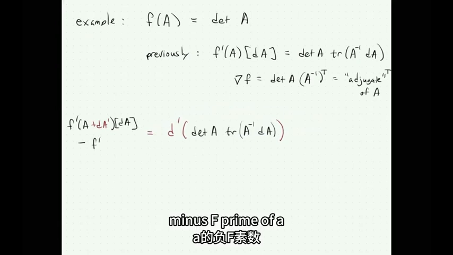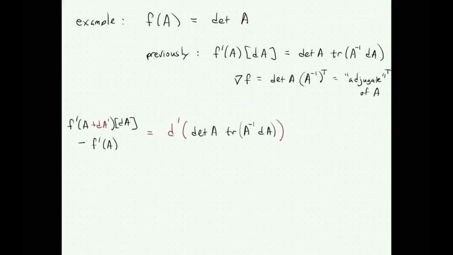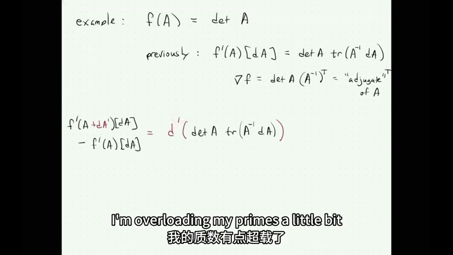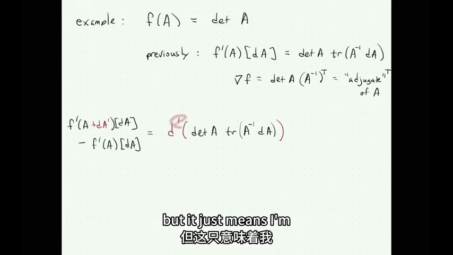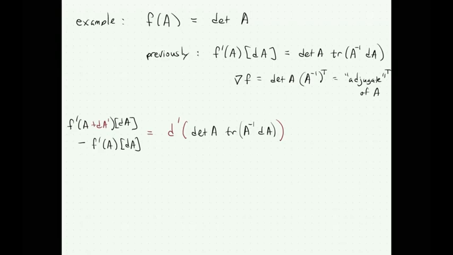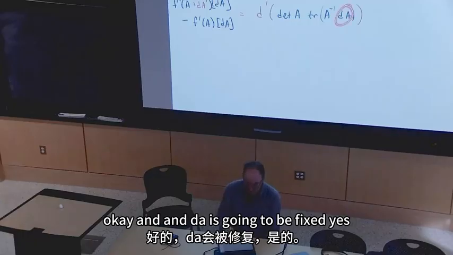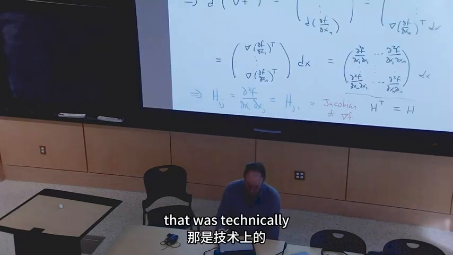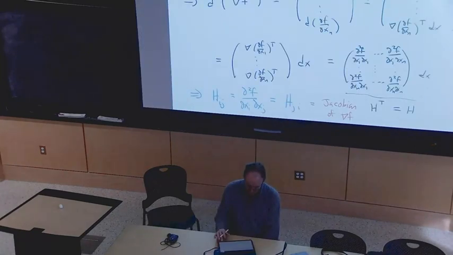Minus f primed of A on dA. Right? So the prime here is not the derivative. I'm overloading my primes a little bit, but it just means I'm changing A by dA primed. Right? Okay, and dA is going to be fixed. Yes? In the previous example as well, that was technically dx prime, right? Just to clarify the notation.